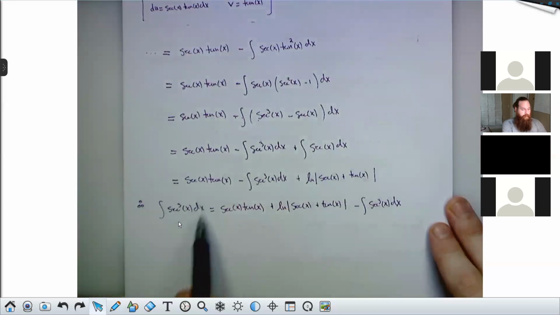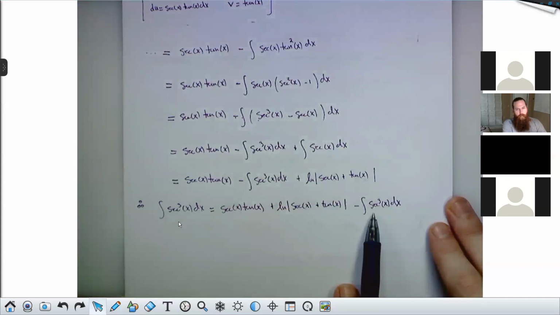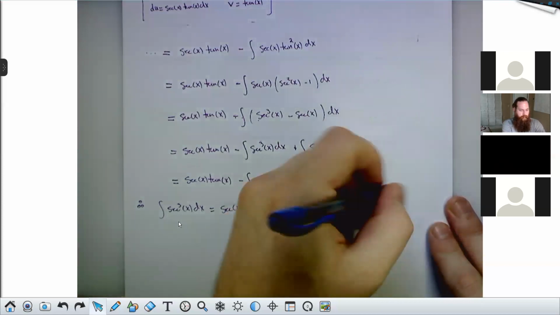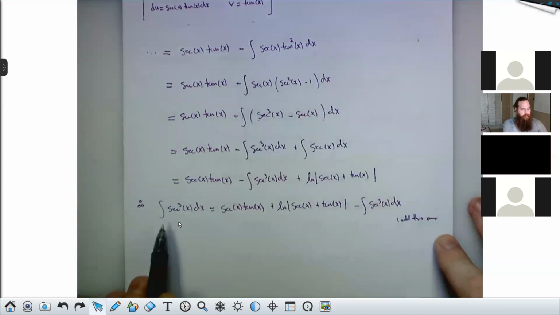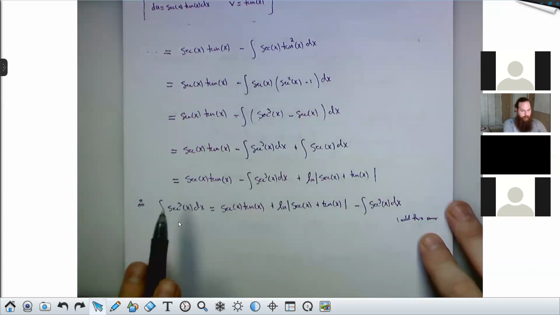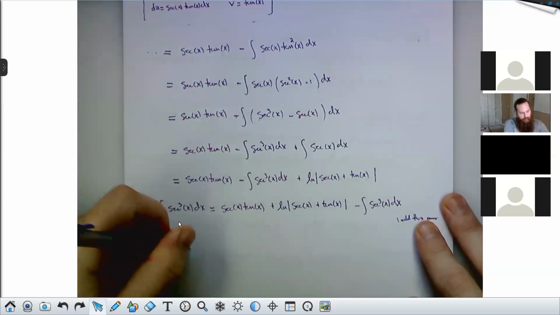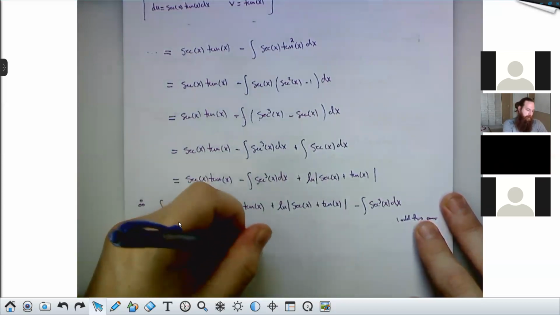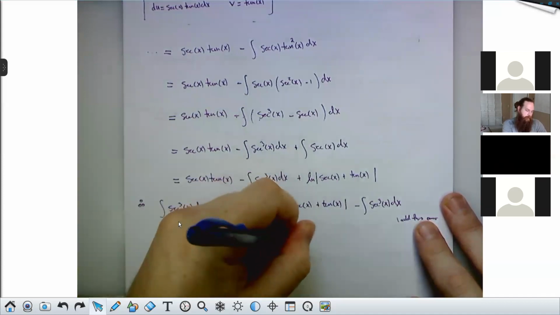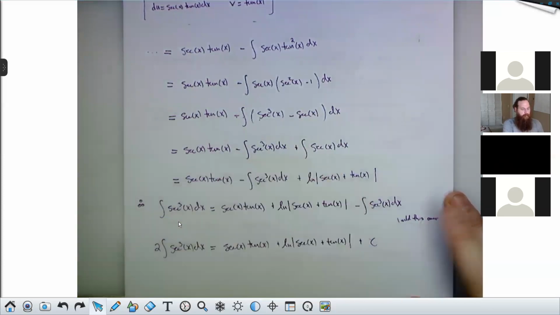So what I end up with is the integral of secant cubed equals secant tangent plus natural log secant plus tangent minus the integral of secant cubed. So I'm going to add the integral of secant cubed to both sides. I'm going to add this over. So on the left-hand side, I'll have the integral of secant cubed plus the integral of secant cubed. That's 2 times the integral of secant cubed equals secant x tangent x plus ln secant x plus tangent x. And at this stage, I should write my plus c because there are no integrals on the right-hand side. Now divide by 2.